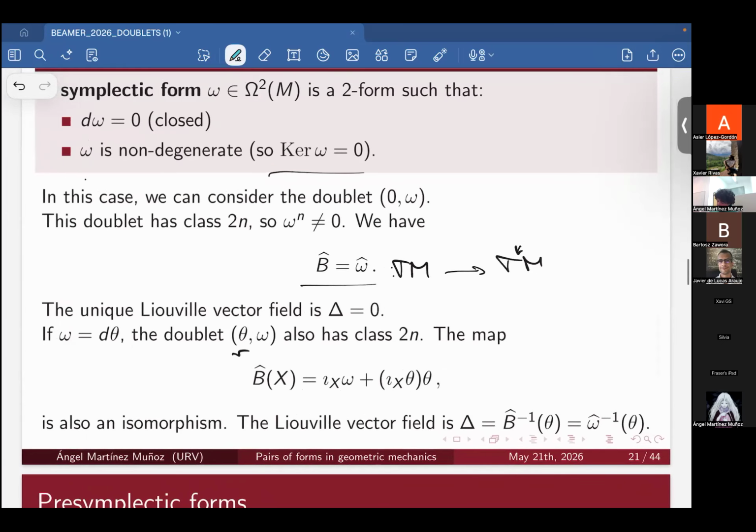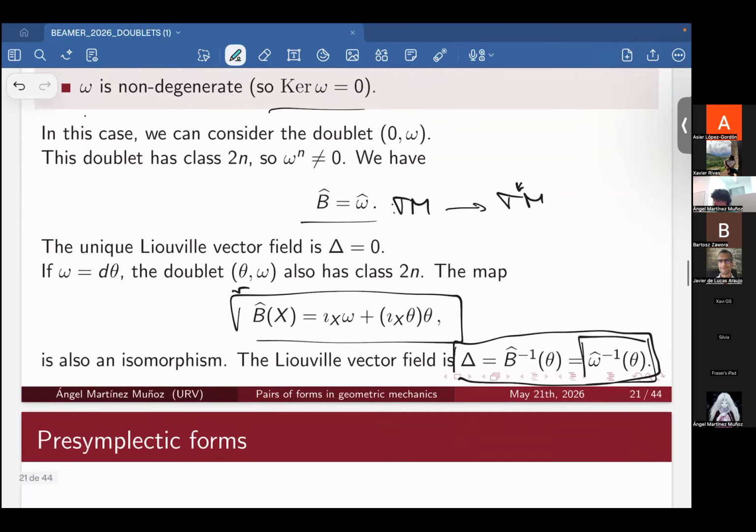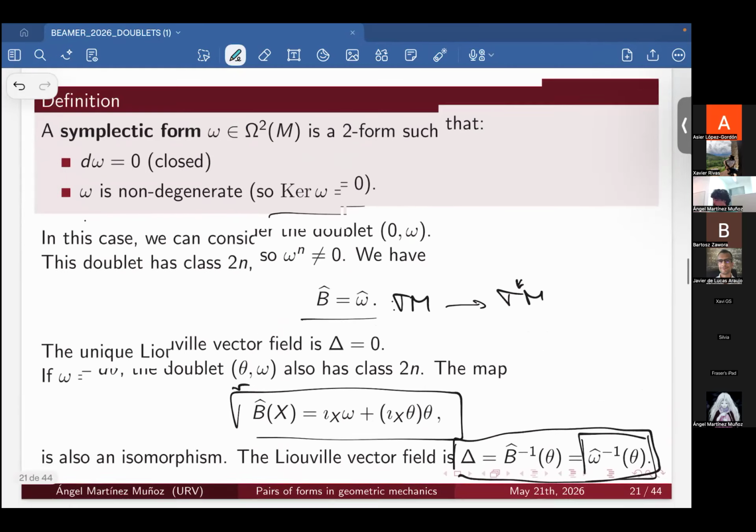But then, as you can see, this B changes, right? So the characteristic tensor field changes, but it's still an isomorphism. You can take this different one, and the Liouville vector field is the one here. In this case it's an isomorphism, so it's unique, and it's the pre-image of the one form, and it's also equal to the inverse of the isomorphism induced by the symplectic form.